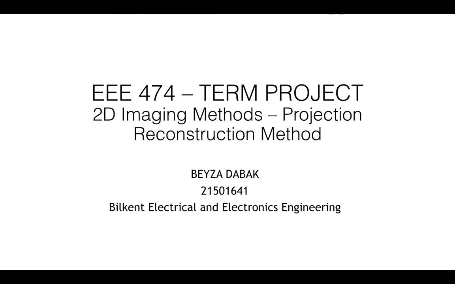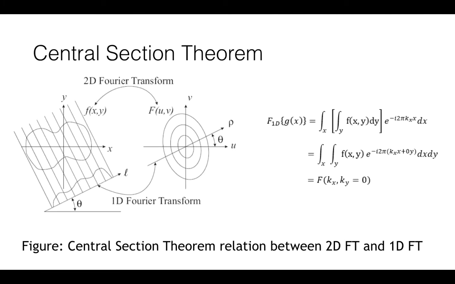In this project, I investigated the projection reconstruction method in detail and simulated it in MATLAB. Before investigating back projection algorithms in detail, the central section theorem must be analyzed since it is the basis of the projection reconstruction method. The central section theorem says that the 1D Fourier transform of the projection equals the 2D Fourier transform along the radial line at angle theta. Hence, from the central section theorem, we can conclude that projections taken from all angles of the two-dimensional object provide sufficient information regarding the 2D Fourier transform space of f of x,y.